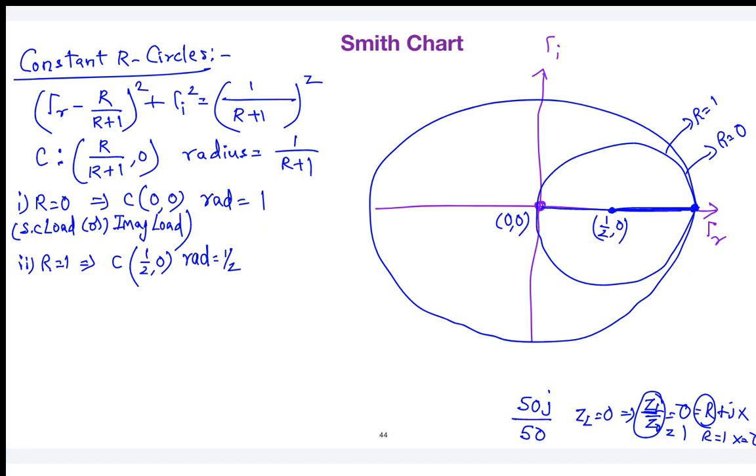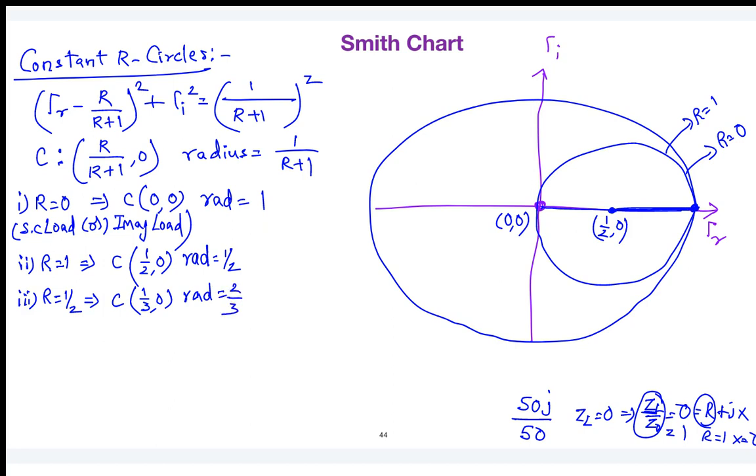Okay, let me take some intermediate value and find out. When I take r is equal to 1 by 2, where is the center located? Please cross check. You are going to get 1 by 3 comma 0 and the radius will be 2 by 3. Correct me if I am wrong.